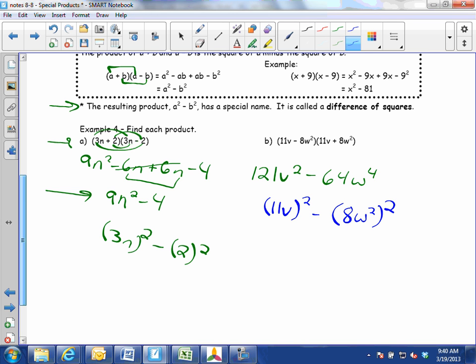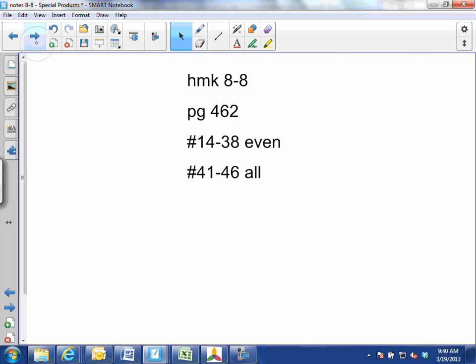So basically, you can think all we're really doing is first times first, and last times last, because the middle terms cancel. Questions on things? Okay. Homework is in the book.